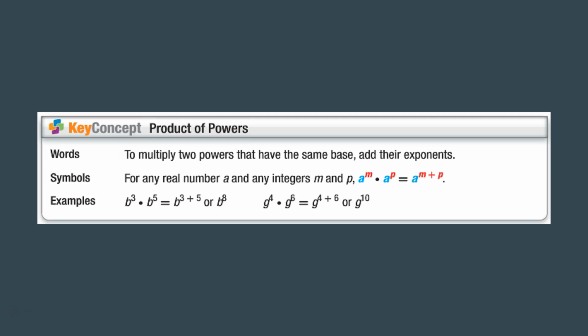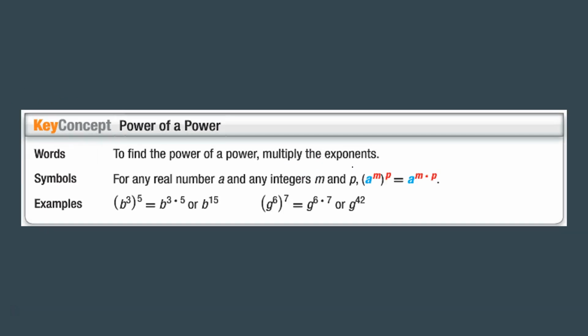The product of powers is saying to multiply two powers, you have to have the same base, and then we add their exponents. Notice in this example, we have b and b, which is why we can add our exponents together. 3 plus 5 is 8, so b to the 8th power. G and G, and then we know we can add them together. But it is very important that we have the same base. If not, we can't do this.